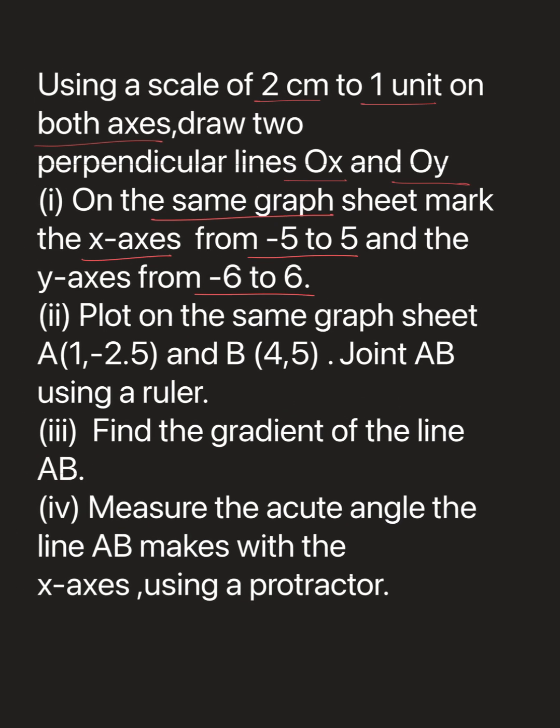All right. Moving on to the next point, it says, plot on the same graph sheet, point A, which is 1 and minus 2.5, and point B is 4 and 5. So point A, x is 1, y is minus 2.5, and for point B, x is 4, y is 5. Then it says join AB using a ruler. So let's go to the graph and indicate point A and point B.